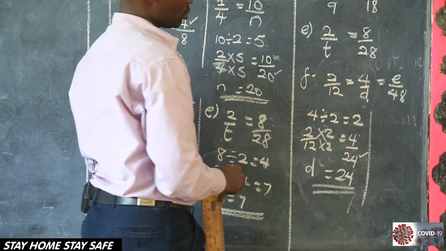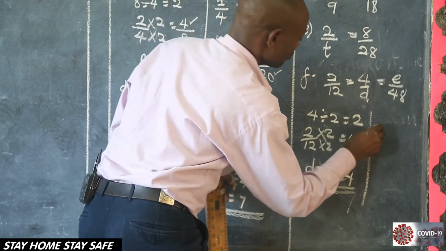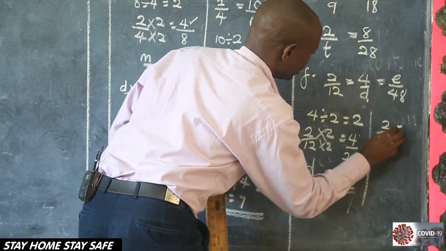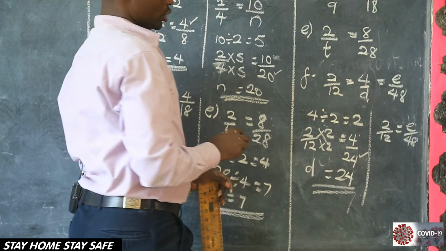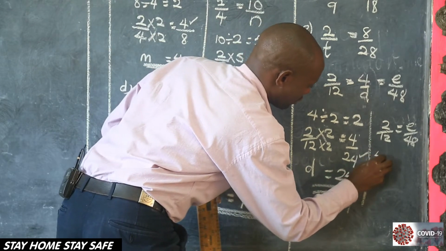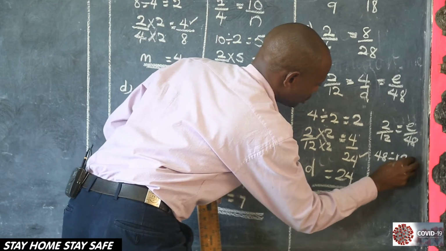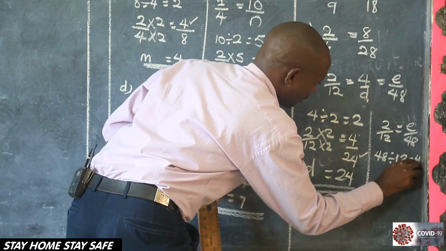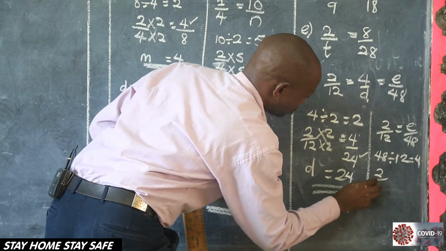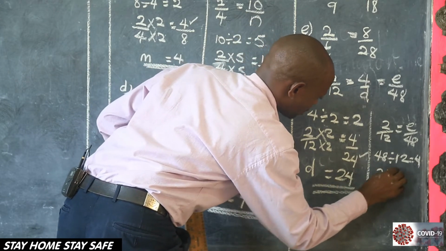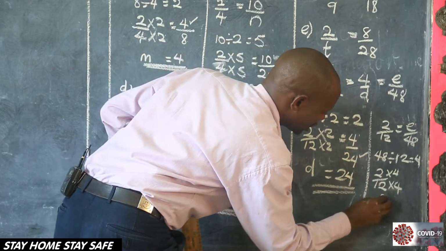Then finally, we can compare the first one and the last one. 2 out of 12 is equal to E out of 48. So we shall get 48, we divide it by 12, and this one is going to give you 4. After getting 4, we multiply throughout. 2 out of 12 times 4 times 4. And you find that 2 times 4, you get 8.